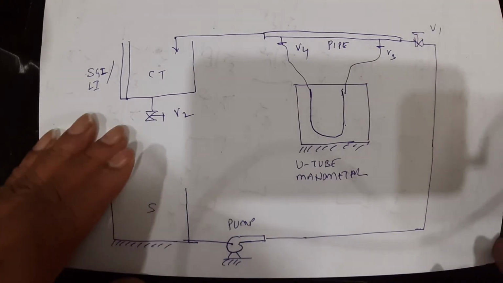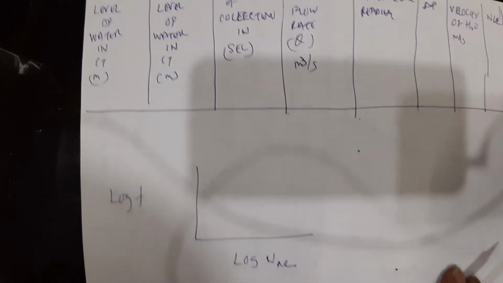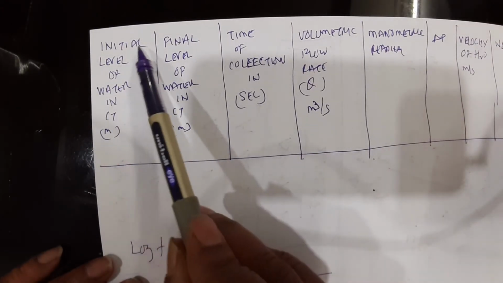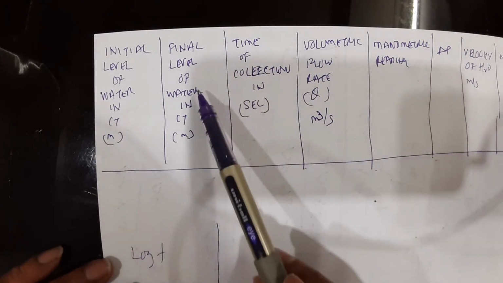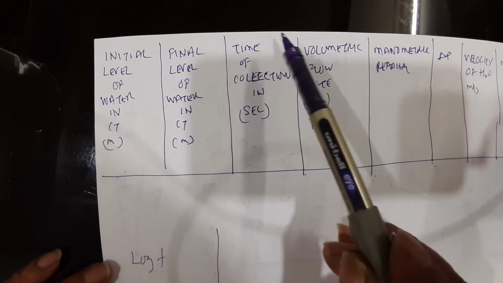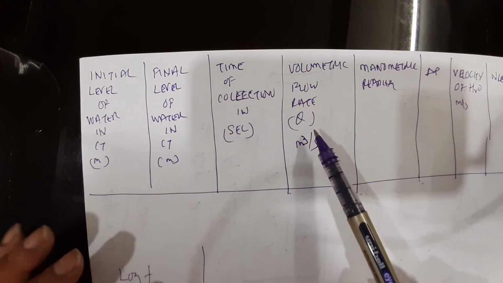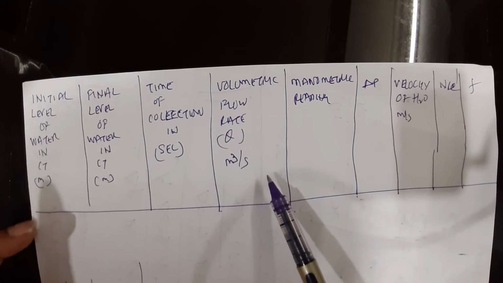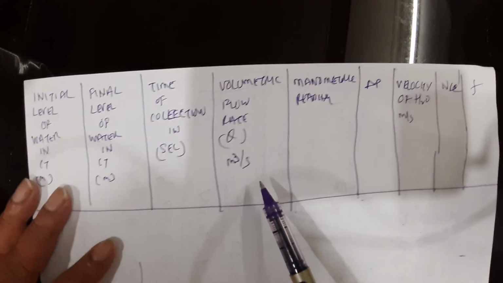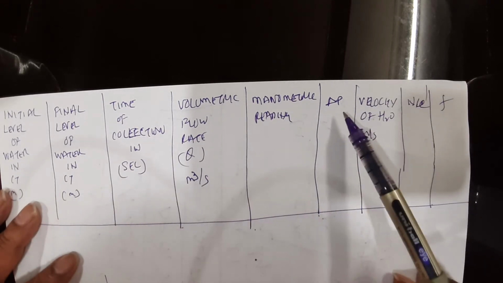Then after this we will have a tabular column, where in the tabular column, as said, initial height, initial level of the water in the collection tank in meters I have written directly, final level of the water in the collection tank in meters directly, time of collection in seconds for calculating the volumetric flow rate. So with these three data I already showed in the videos, you can calculate the volumetric flow rate Q, provided you should be given the cross sectional area of the collection tank, that I will give you in the given data. Then you know manometric reading, RM value, convert to meters, and then find delta P.